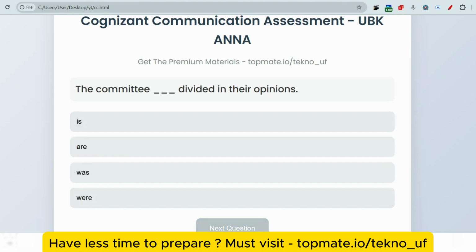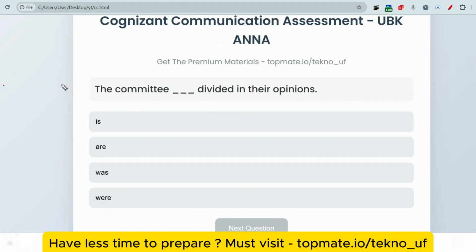So the next question is this. The committee dash divided in their opinions. Is, are, was, were. What should be the correct answer? Sometimes the committee acts like a single individual, a single group, a single entity. In that case, you have to use a singular verb. But here the committee is divided in their opinions. That means all the individuals have different opinions. So in that case you have to use a plural be verb. As this is in passive voice, we should use were. The committee were divided in their opinions. So were. The next question is this: you dash finish the report by tomorrow, must, should, ought, or have.